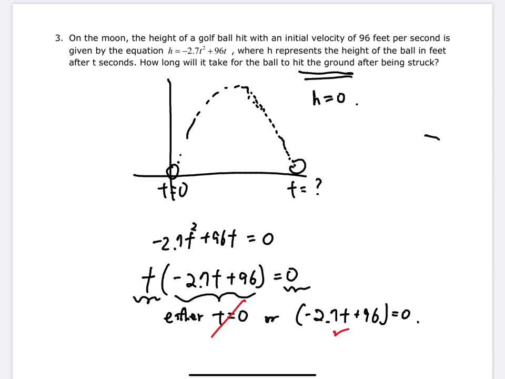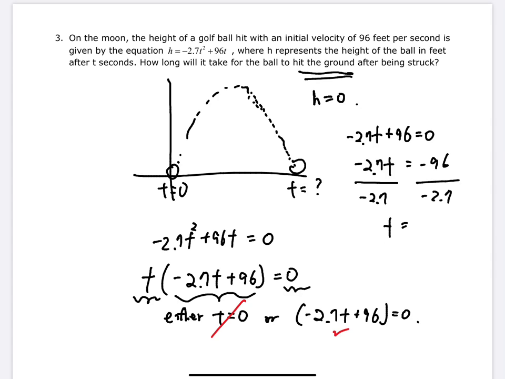I'm going to put it above because I ran out of space. You're going to notice that I have somewhat poor space management, so don't be like me. Negative 2.7t plus 96 equals 0. That means negative 2.7t equals negative 96. Divide both sides by negative 2.7. t equals 96 divided by 2.7, so roughly 35 and 1/5 seconds.